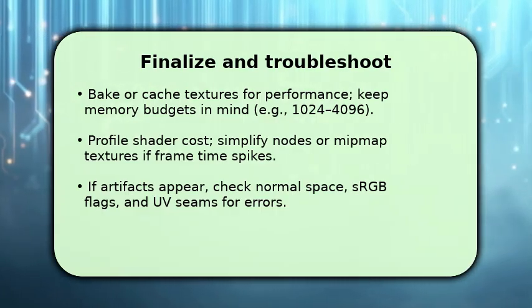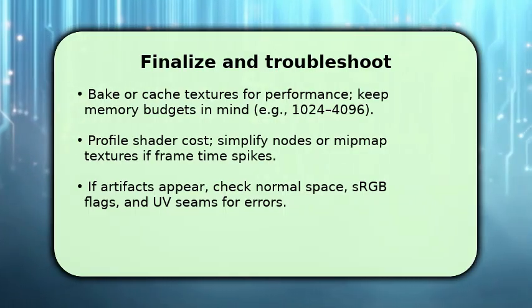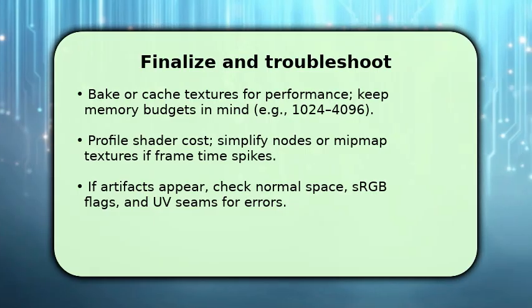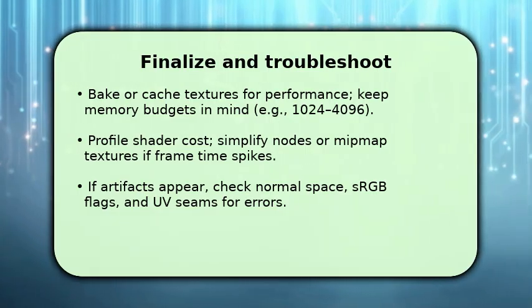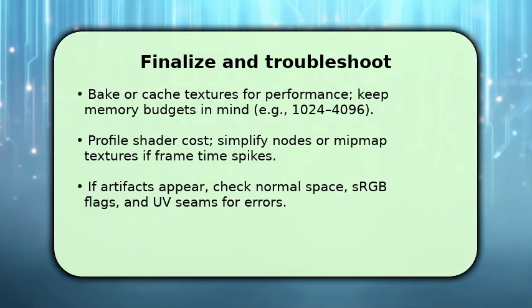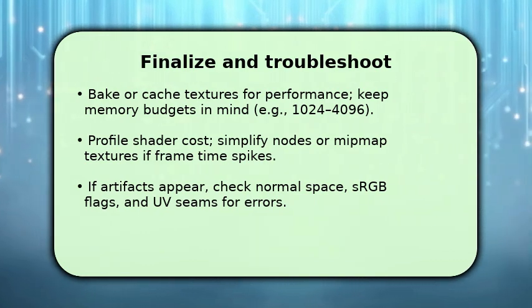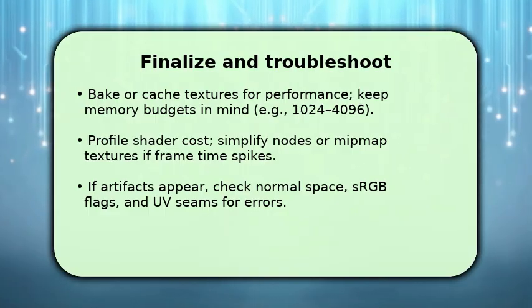If you see visual artifacts, inspect normal map space, ensure textures are using correct sRGB or linear settings, and check UV seams or tiling mismatch. One key tip: if colors shift unexpectedly, confirm gamma versus linear workflow and re-import textures with proper color space settings.